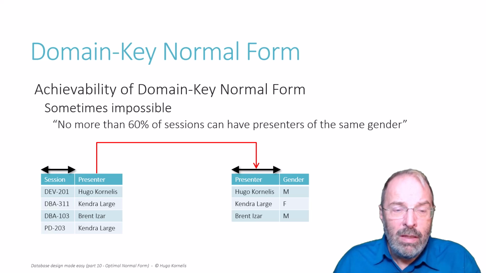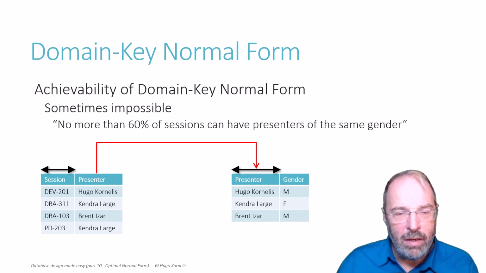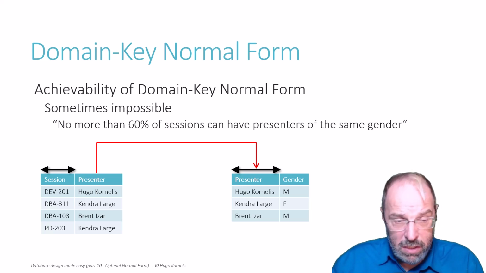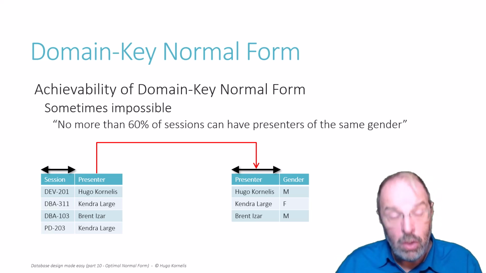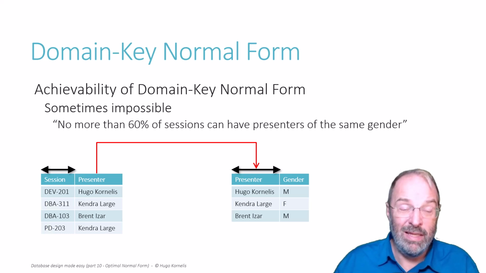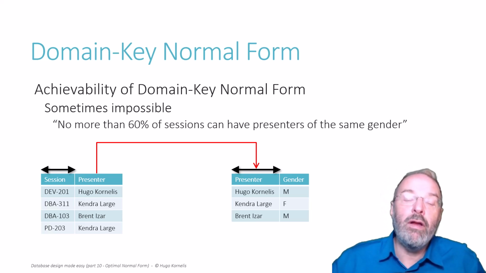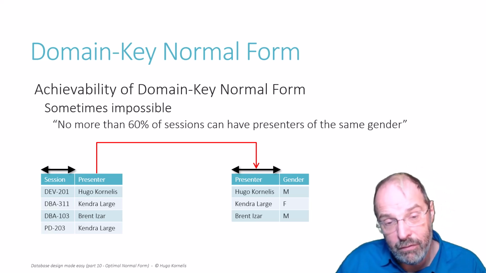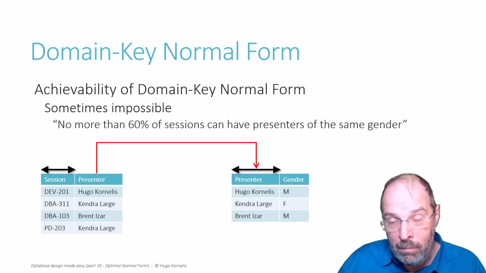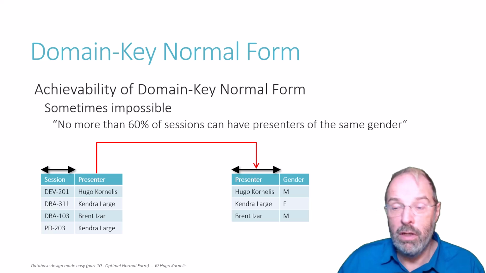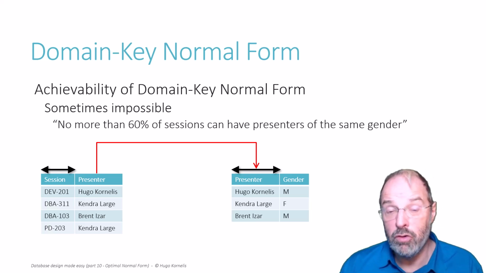And there is a problem here because if you want to enforce this, then you need a check constraint on the presenter column in the sessions table. But that check constraint also has to verify the genders which are in a different table. And many relational database systems don't support a check constraint that goes to a different table.